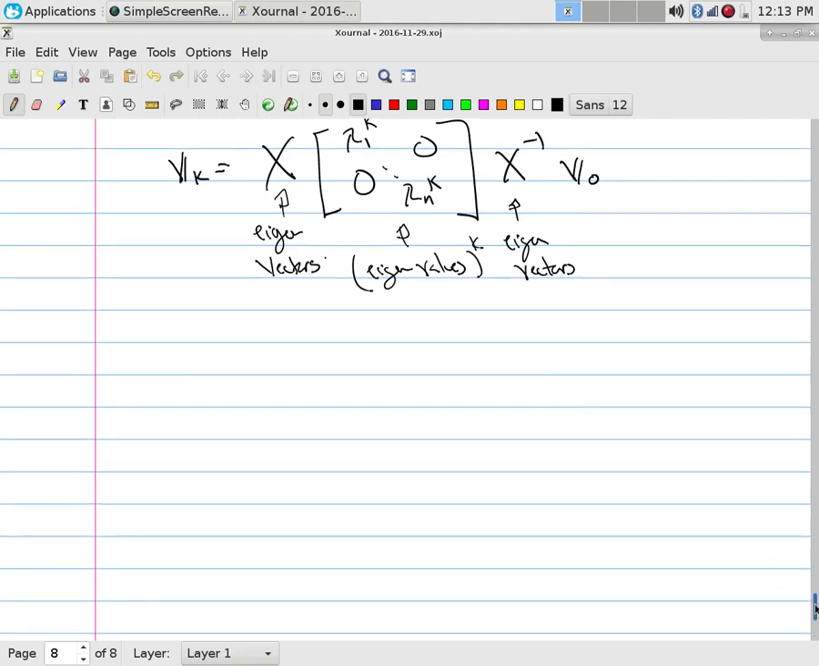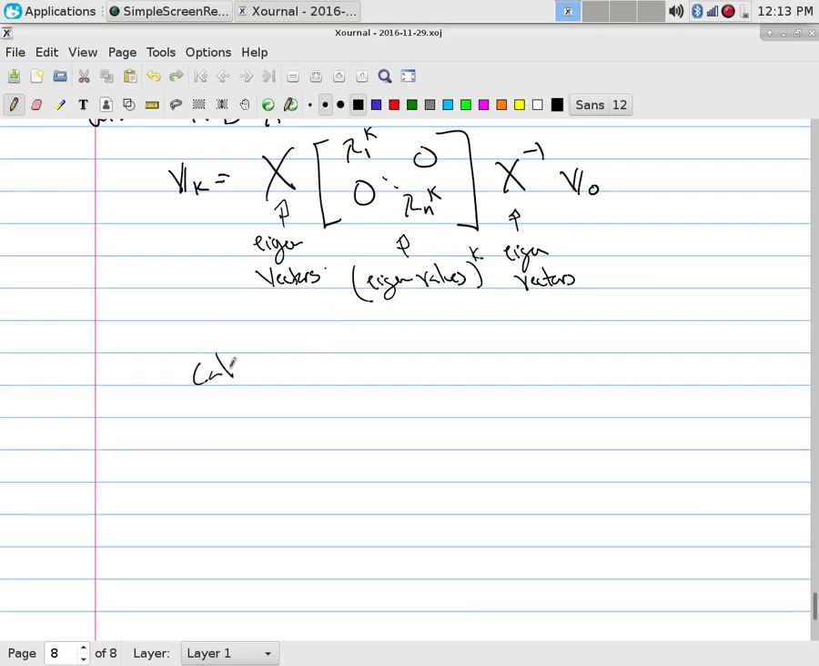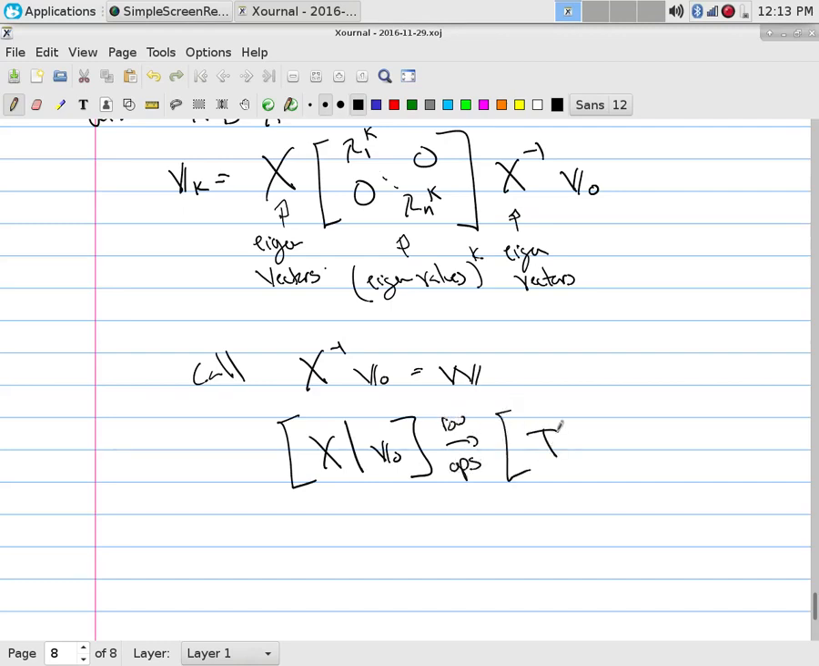Anybody? So if we call x inverse v naught, let's simply call this w. How do I find it? What you would do is take x, augment it with v naught, do row ops until you get the identity, and then on this side would be w. That's the fastest way to do it. Everybody remember that?